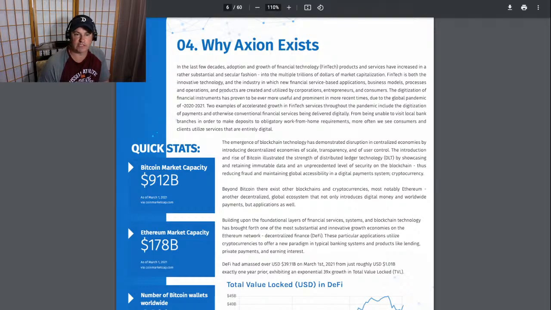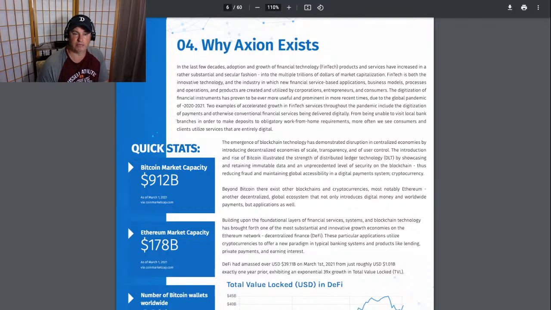By showcasing and retaining immutable data and an unprecedented level of security on the blockchain, thus reducing fraud and maintaining global accessibility to a digital payment system, cryptocurrency. So cryptocurrency is way better than using fiat currencies, because if you do a SWIFT transaction on a banking system, it will take you up to 3 days, whereas crypto, for the most part, is instant or close to instant. So it's pretty incredible. It's a game changer. And it's still early days.